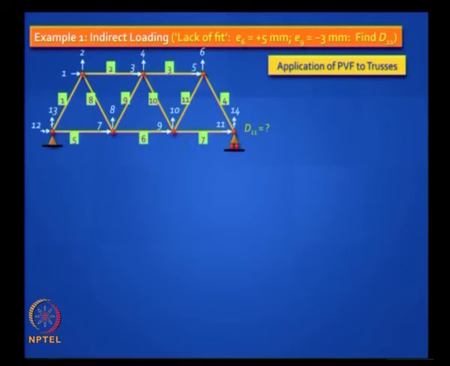So, this can be applied to finding deflections in trusses. So, here is an example of indirect loading. Let us say you have a lack of fit and two of the bars have a change in length. The bar number 6 has been manufactured and came with a length which is 5 mm more than its desired length, and the bar number 9 is too short by 3 mm. So, you kind of fit things together.